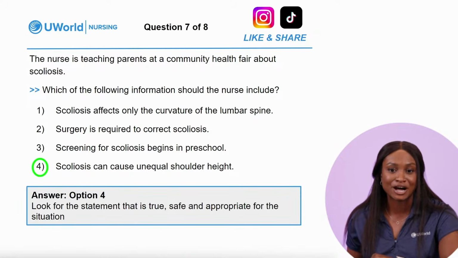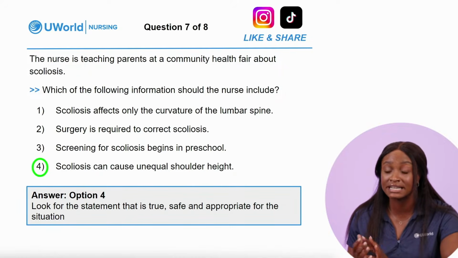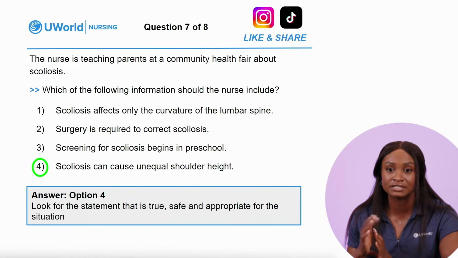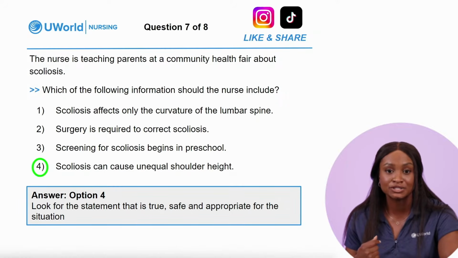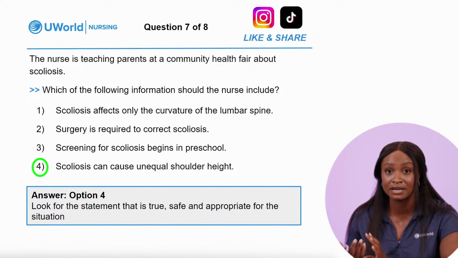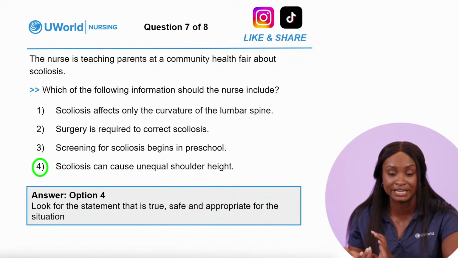Correct answer is option 4. Scoliosis can cause unequal shoulder height. So we are looking for the true statement in this case, and option 4 is the only one that is actually true. Scoliosis doesn't only affect the lumbar spine in option 1, it can affect the hips, it can affect the shoulders, obviously. So there's other things that come into play. Option 2, surgery is not only required to correct scoliosis. You see braces as well to help realign the spine. So surgery is not your only intervention.